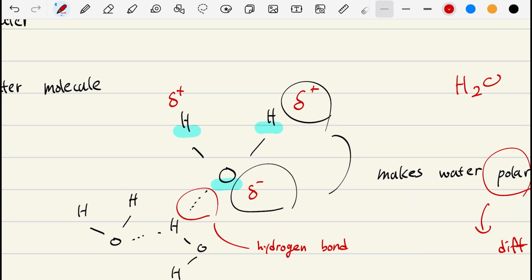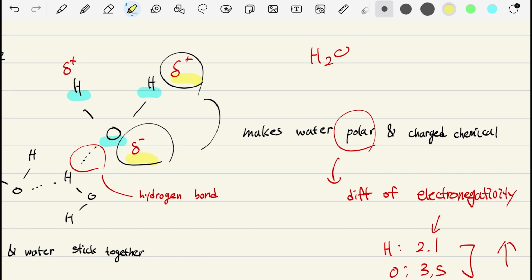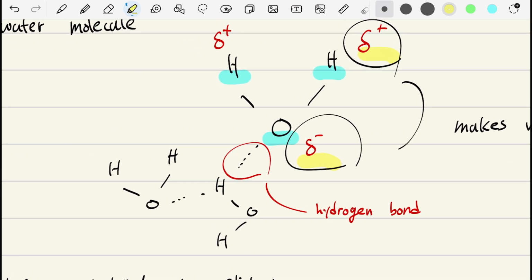And when we say polar, in water, the hydrogen part usually gets relatively positive, and the oxygen part gets relatively negative. This is the reason why water becomes a charged chemical, and this is also the reason why the oxygen attracts the hydrogen from another water molecule and they form a hydrogen bond.